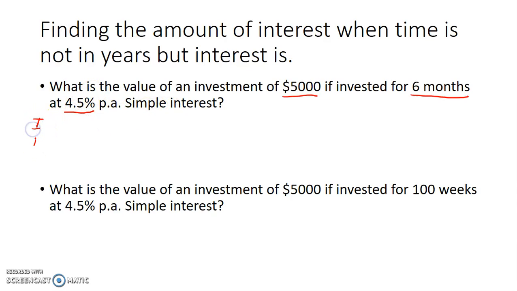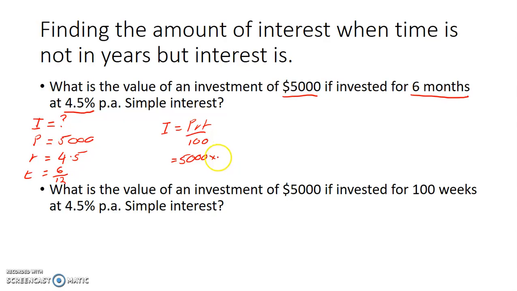So we're still going to write the letters down. I, P, R, T. Amount of interest is what we still want to know, so that's my question mark. Principal was 5,000. Interest rate was 4.5. And my time is 6 months, but it's out of 12 months in a year. So 6 out of 12, you can change that to 0.5 if you like, or you can use 6 over 12 on your calculator.